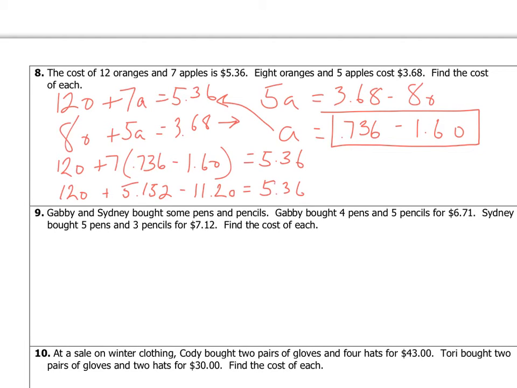Okay, so I need to combine. Be careful. This is a variable here. I need to combine my variables. There they are, 12O minus 11.20. That gives me 0.80. O is not a great variable to use because it looks like a 0.